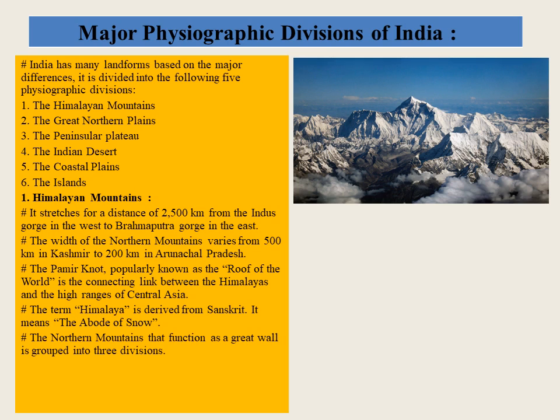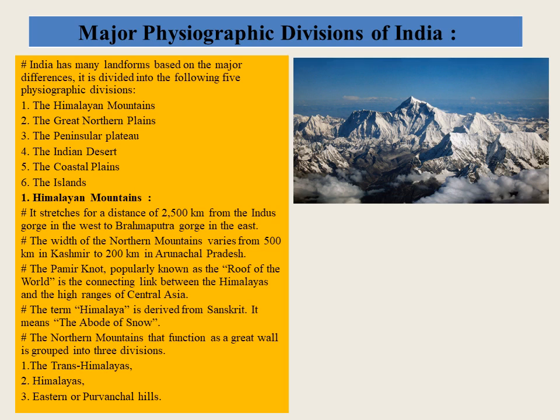The northern mountains, which function as a great wall, are grouped into 3 divisions: the Trans-Himalayas, the Himalayas, and the Eastern Himalayas or Purvanchal Hills. Do you know, the Aravalli range is the oldest fold mountain range in India.